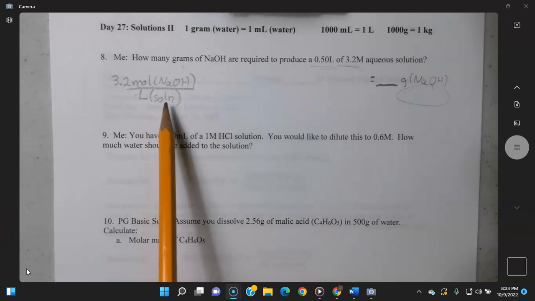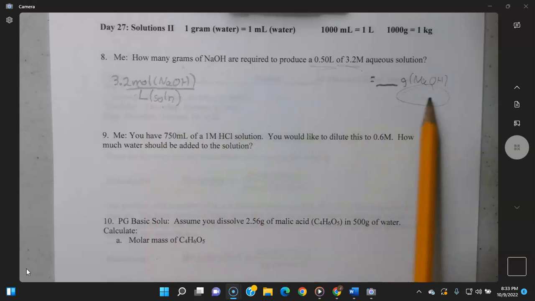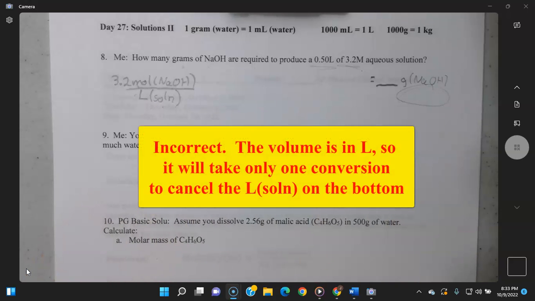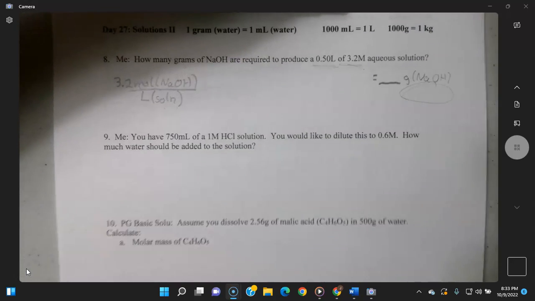Okay, so this bottom is going to take 2 more conversions to make all the units on the bottom cancel out. Again, go back and review Solutions 1 if you don't know how to do this, and I'm going to leave it for you to do. All right, and these are the ones I really check, are the ones that I don't do for you. Okay, another me problem, number 9.